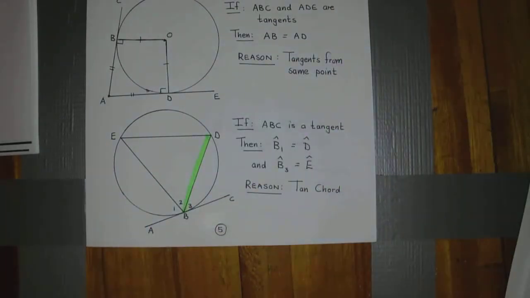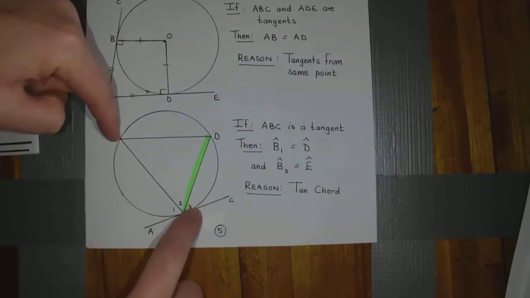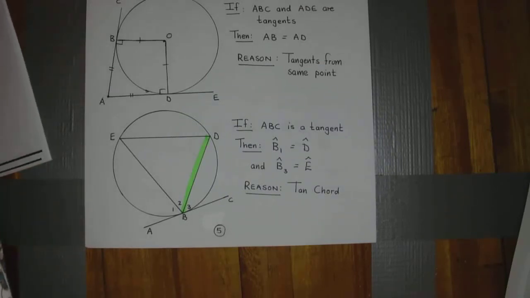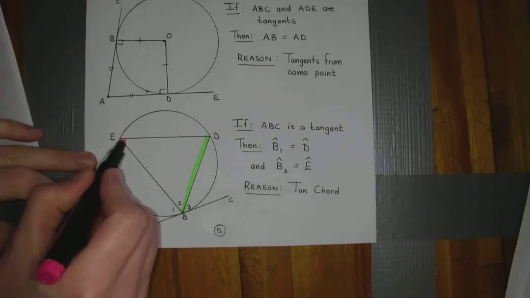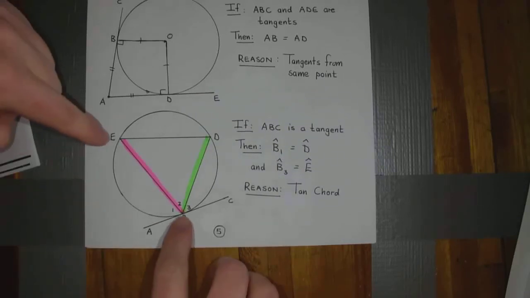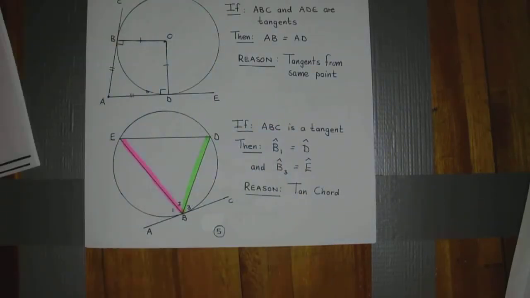So, if I focus on the chord, then angle B3 is being formed by the tangent and chord BD. So again, it has to do with subtending. What does BD subtend? E. So B3 is equal to E. And in exactly the same way, if I look at B1, which is again an angle between a tangent and a chord, do not look at the tangent, look at the chord. What does chord EB subtend? D. So A1 is equal to D.